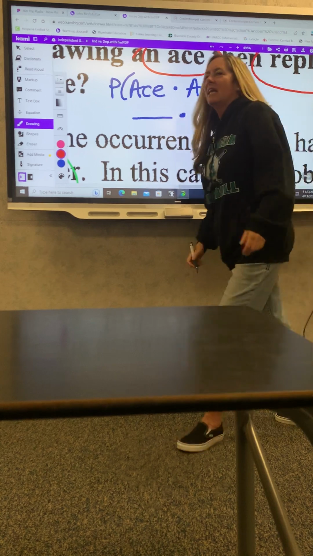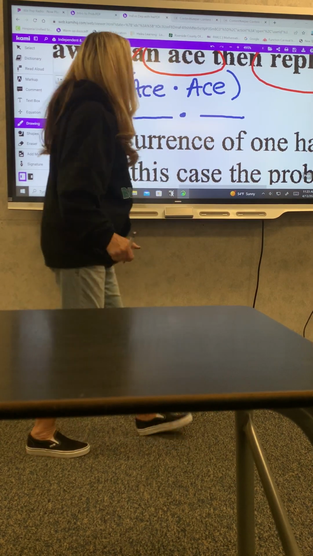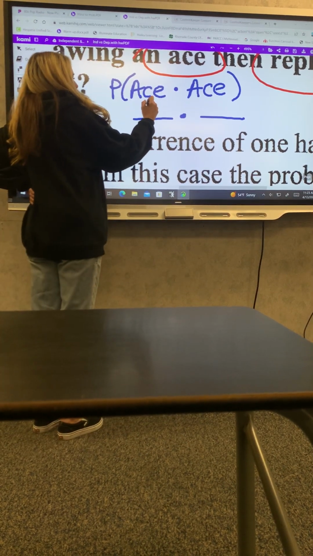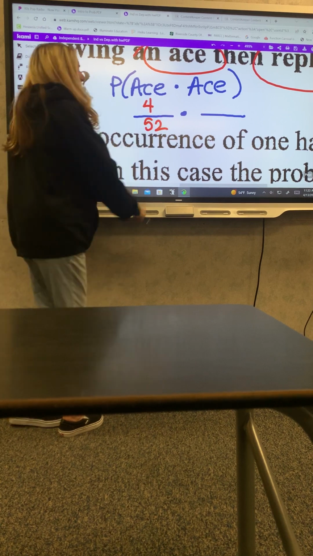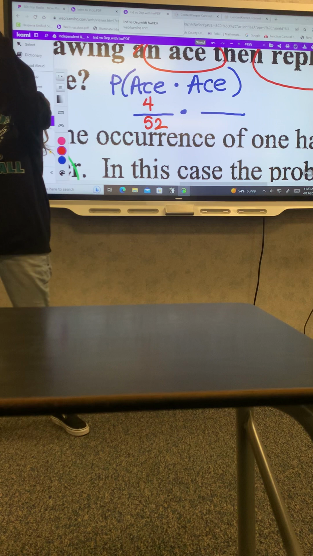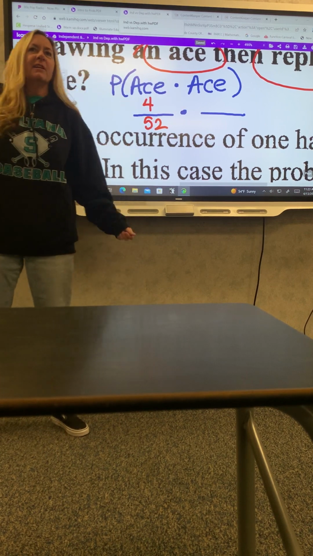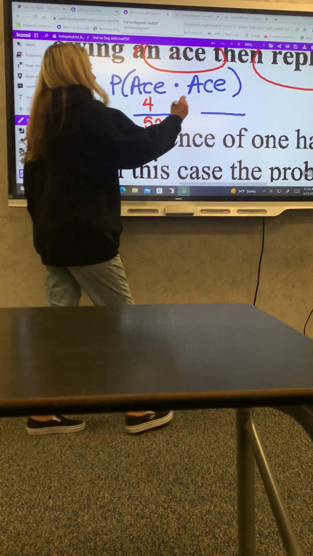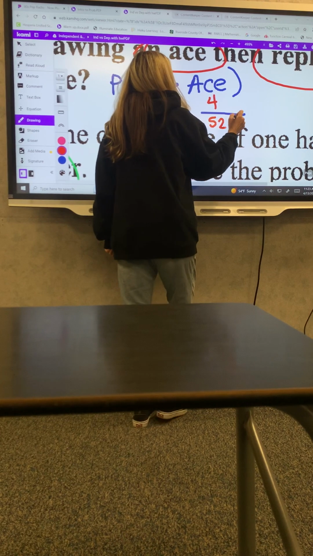All right, probability of getting an ace. This is where you replace it, right? So how many aces are there? 4. 4 out of 52. Good job. You assume you got an ace. Great. Put it back. Shuffle it. Probability of getting another ace: 4 out of 52 again.